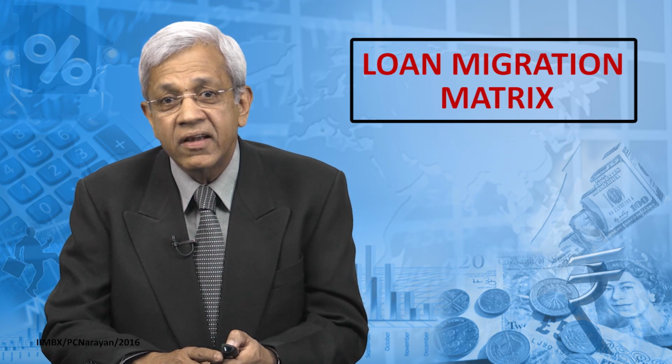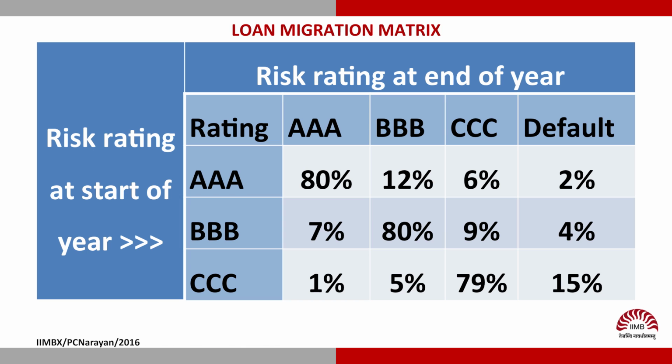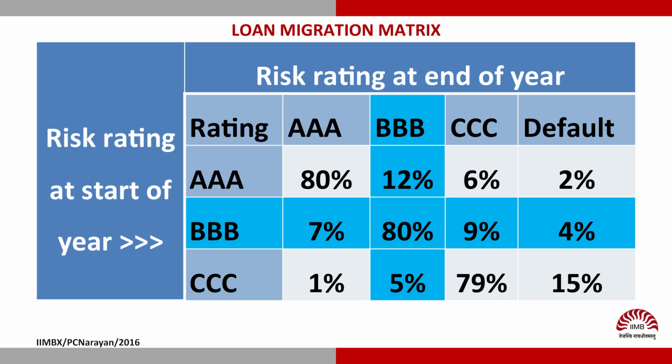Next, loan migration matrix. This method seeks to track the migration in the credit rating of a pool of loans over a period in time. Here's a table that shows a hypothetical migration matrix. The percentage shown in each cell in that table is referred to as transition probabilities. Each cell in the matrix shows the percentage of borrowers who migrated from the rating shown in the corresponding row to the corresponding column during the course of the year.